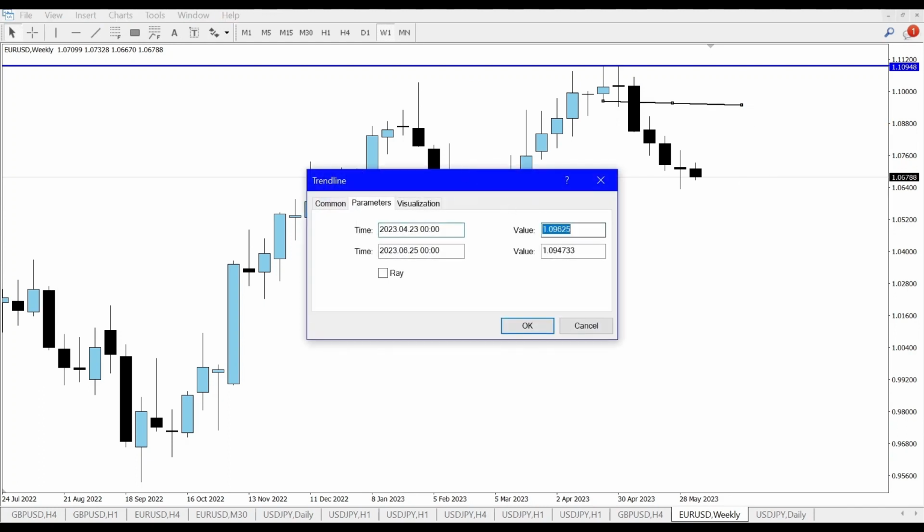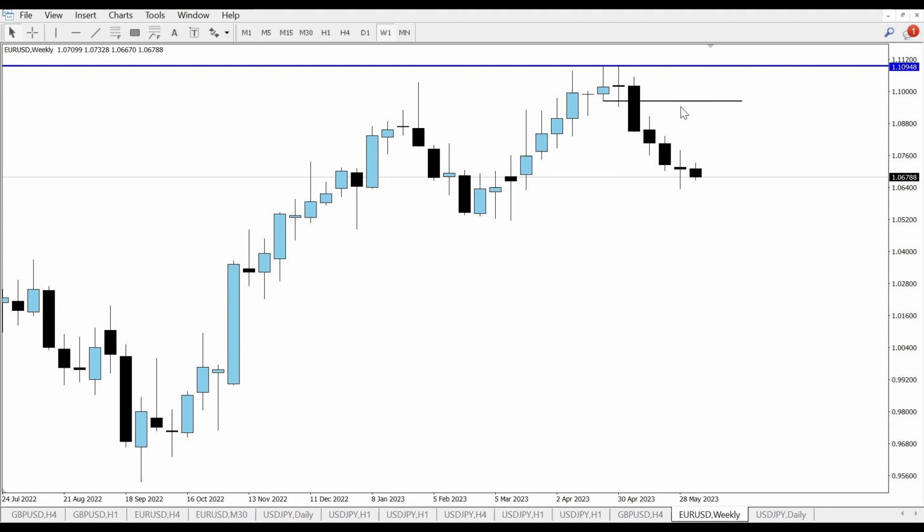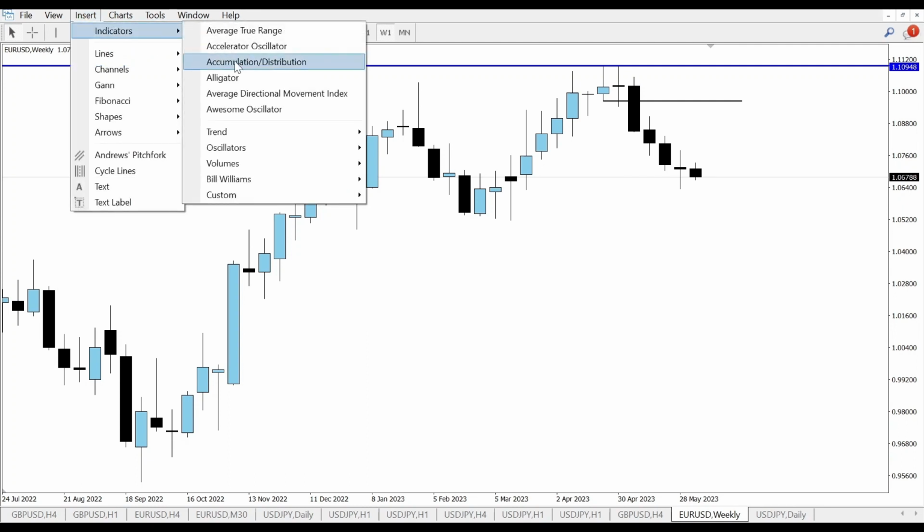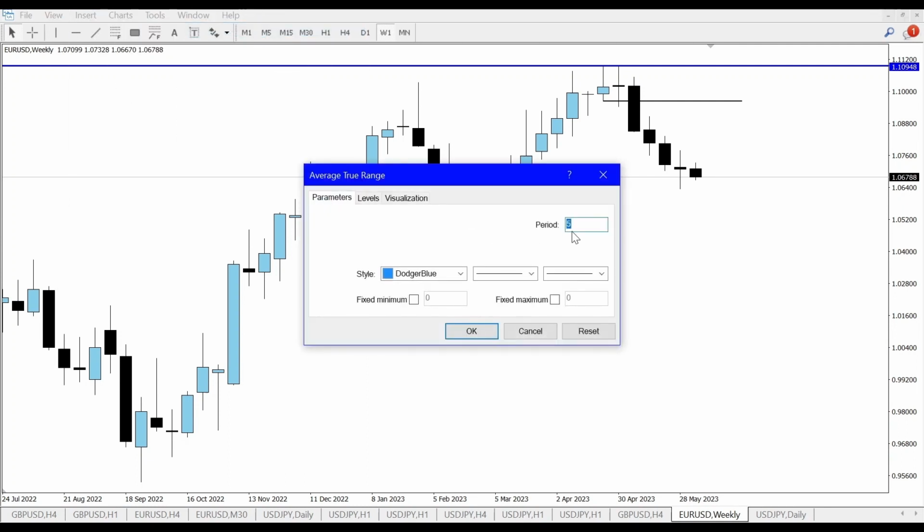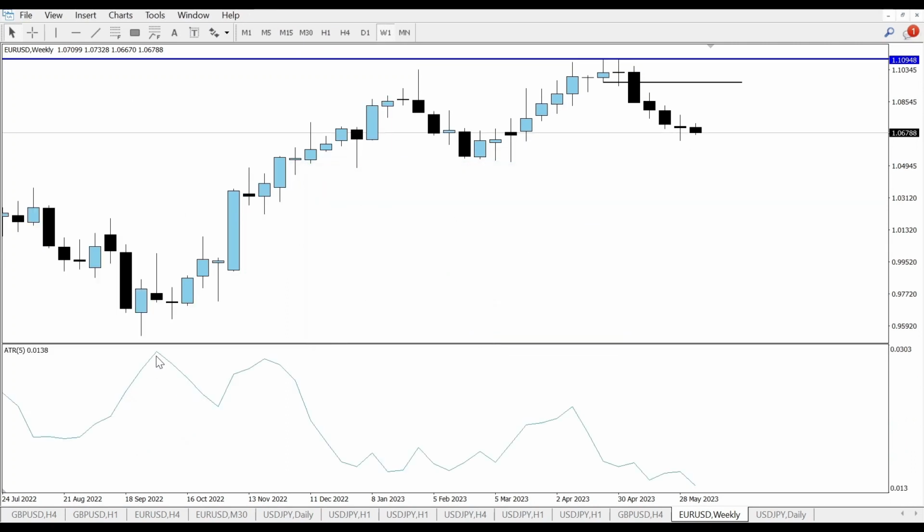Let's straighten out the trend line. All right, now before we continue, I want us to check the average number of pips this pair moves in a given week. We're going to use the 5 period and decipher that. Okay, so on average, this pair moves about 140 pips. So keep that in mind. We're going to use that as we proceed.